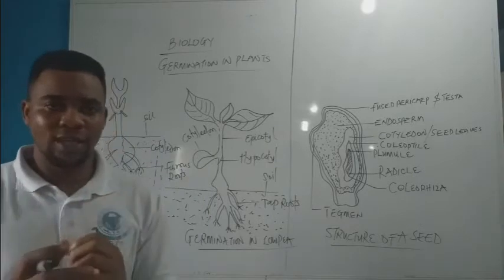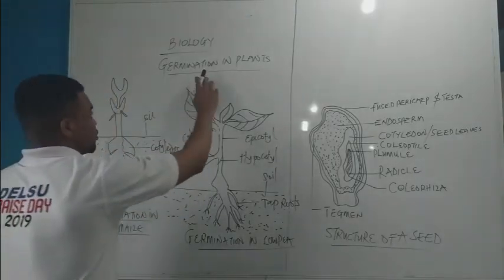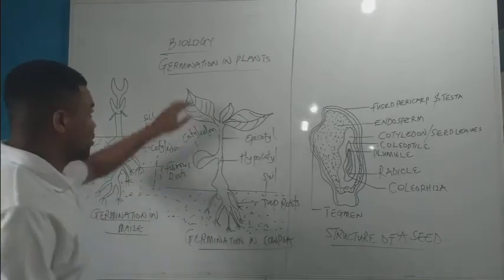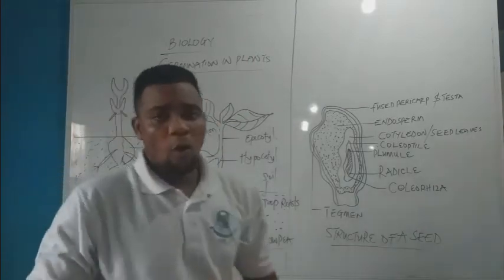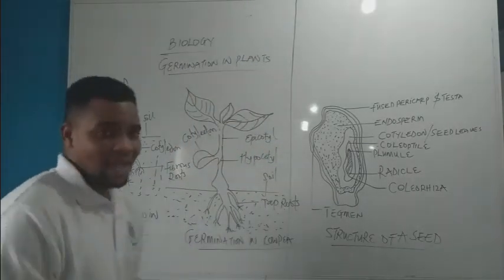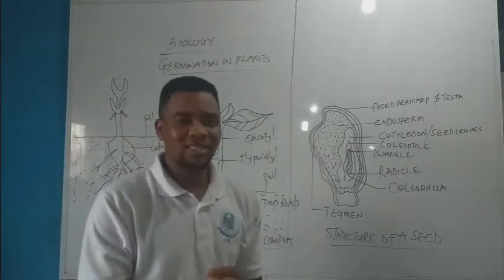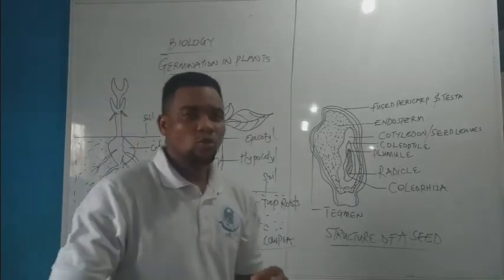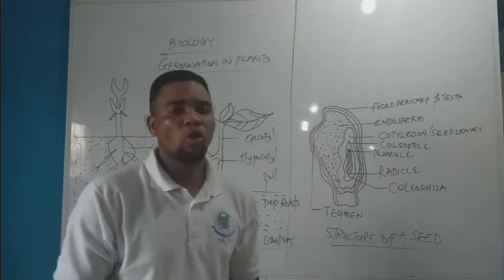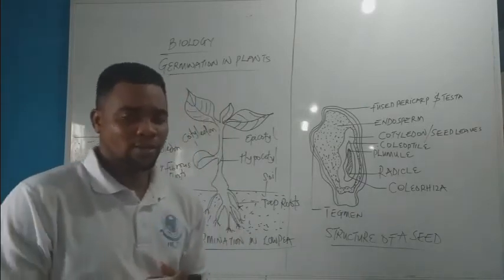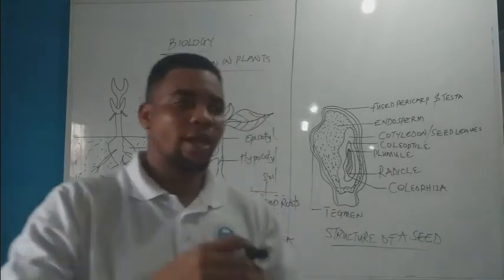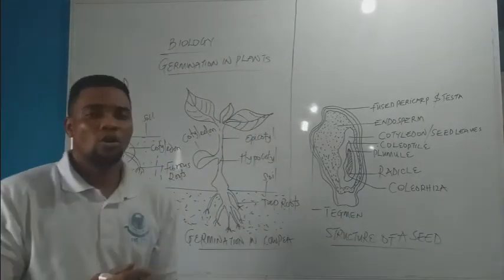Now, in today's class, I'll be taking you through germination in plants. The topic in biology is named what? Germination in plants. Now, what do we mean by germination? Germination is a process whereby an embryonic seed is grown into a mature young plant.